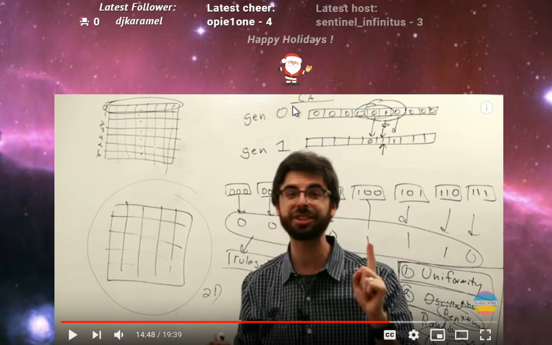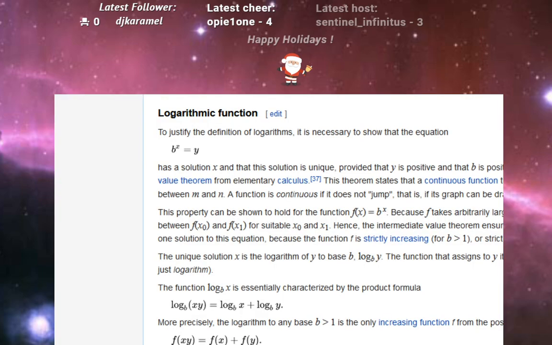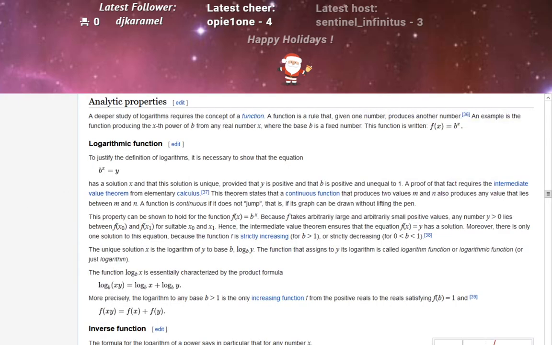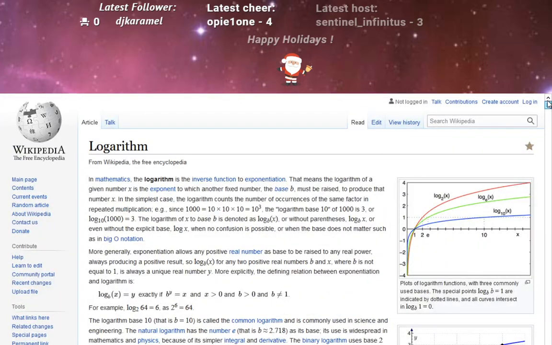I wanted to talk about these dimensions. Let's see. I was looking at logarithms. Wait, that's not set up right. Let me just hook this up here. Should be window capture. Logarithms. That's how we found this dimension.